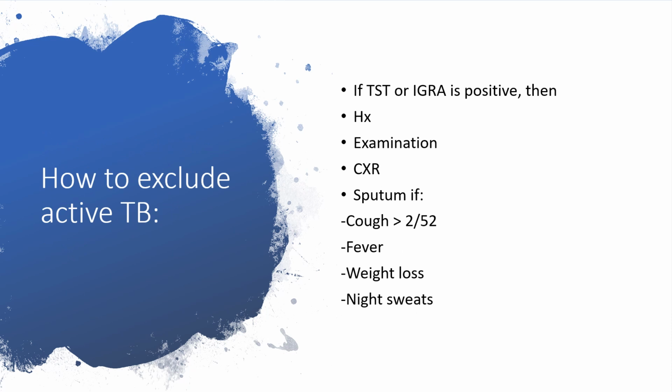How are we going to exclude active TB? Don't worry, just do your TST, tuberculin skin test, or IGRA. If it's positive, then have a history taken: history of contact, cough, signs and symptoms of tuberculosis. Do your physical examination, chest X-ray, then sputum. If there's cough greater than 2 weeks, some will say 3 weeks, 2 to 3 weeks, because I won't be comfortable to allow that grandpa to go home without having that test done. Fever, weight loss, night sweats, then have a sputum test.